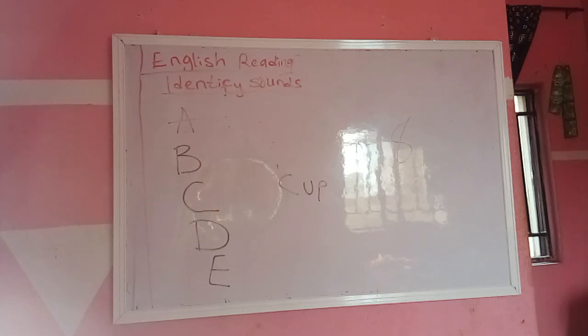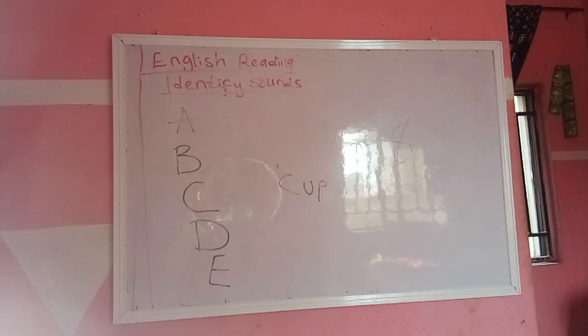Ants. And call it what? A. Whenever you see B, you remember bread and call it what? B. Whenever you see C, you remember cup and call it what? K. Whenever you see D, you remember what? Drink and call it what? D. Whenever you see E, you remember egg and call it what? A. Are we together?